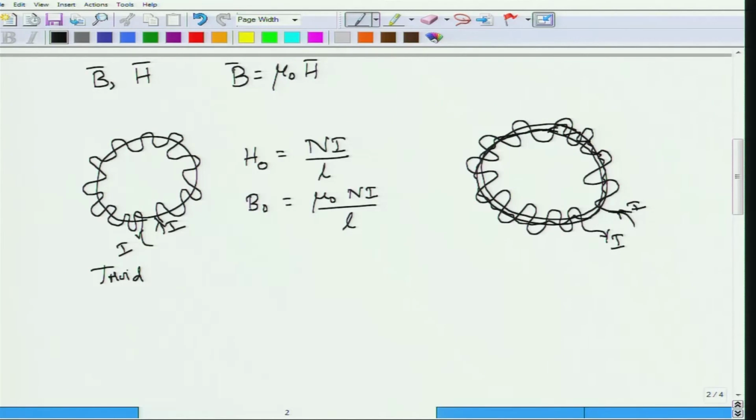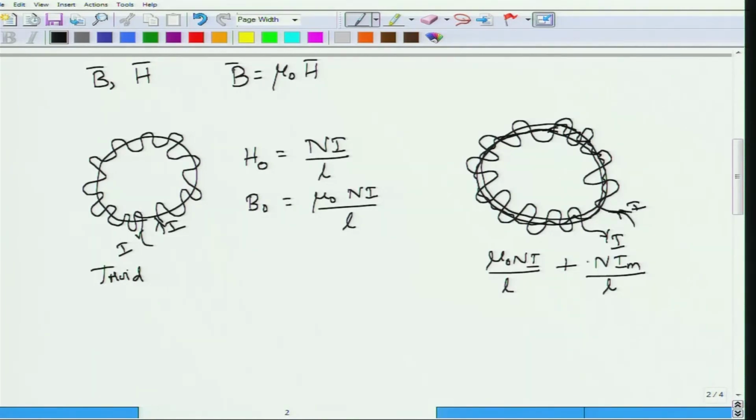What will happen? The field produced must be of two different origins, right. There is a field produced because of the external current, which is mu Ni by L, no surprise out there. But the tiny loops inside the magnetic material itself will align, because this is a permanent magnet, and then it will contribute an extra field of its own, which will be some Nim by L.